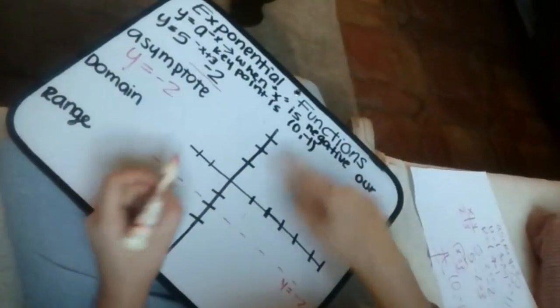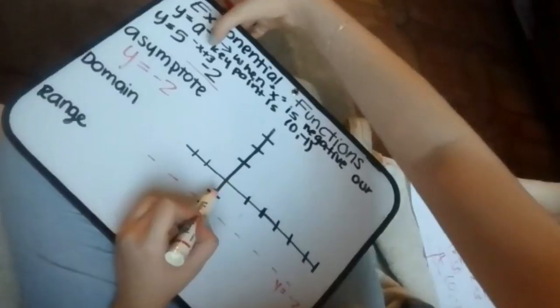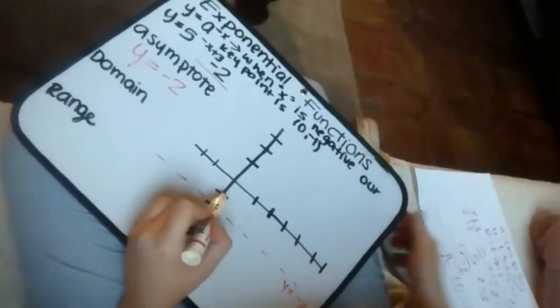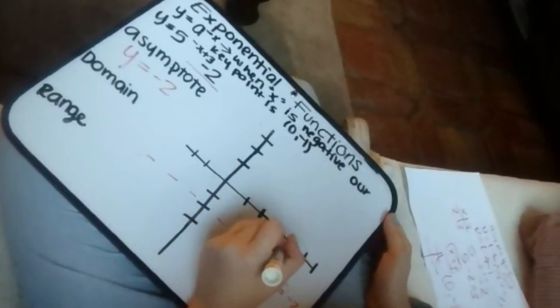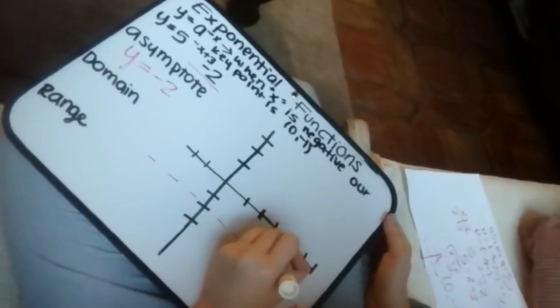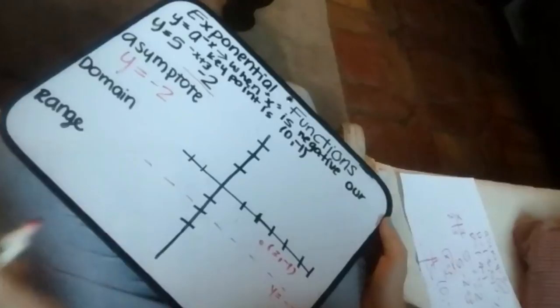Now, as the x is negative, our key point will be (0, 1), and we're going to translate 3 units to the right. So 1, 2, and 3. And our key point is (3, 1).